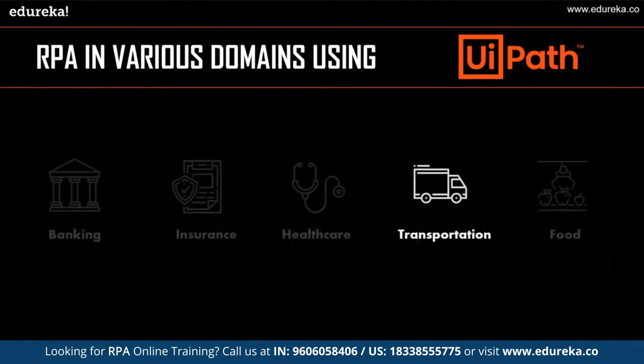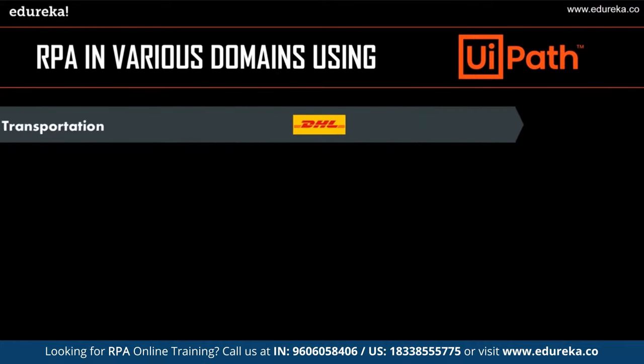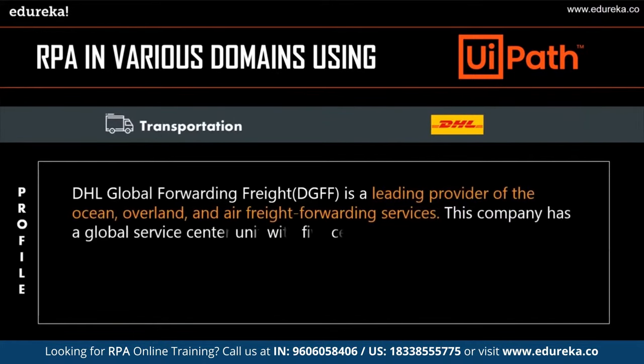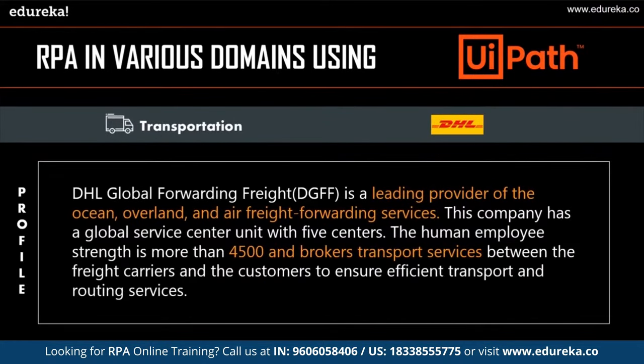Now let's move on to the next industry, that is RPA in transportation. To explain how RPA is used in the transportation industry, I've considered DHL. DHL Global Forwarding Freight is a leading provider of ocean, overland, and air freight forwarding services.